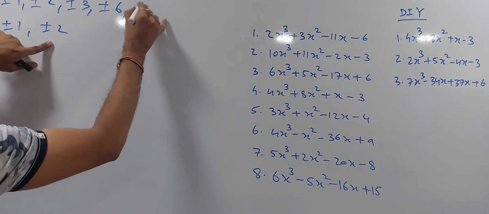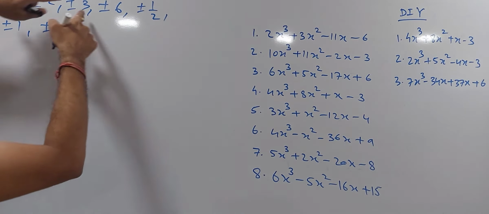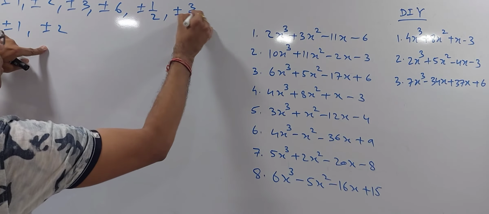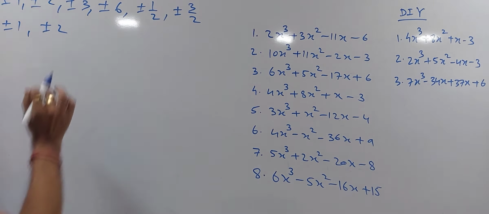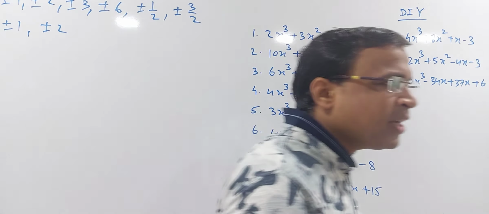So 1 by 2, so another case will be plus minus 1 by 2. 2 by 2 is 1, so already taken. Then plus minus 3 by 2, and 6 by 2 is 3, already taken. So basically now you need to try for all these. It's a very big exercise.